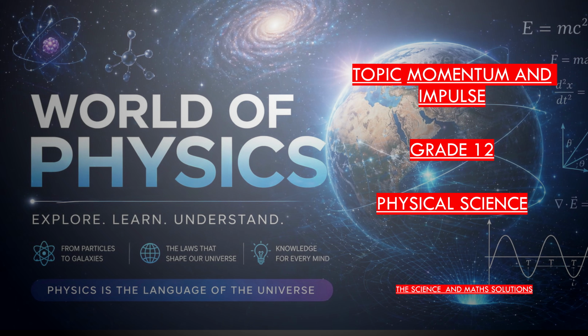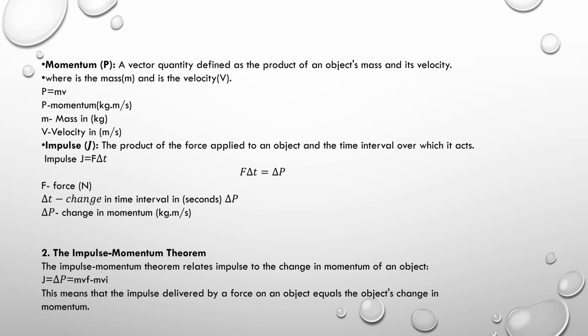Learners, today we're going to do the topic which is momentum and impulse, grade 12 physical sciences. Firstly, you should know what momentum is. Momentum is a vector quantity. We have vector quantities and scalar quantities. A vector quantity is a physical quantity that has both magnitude and a direction, and a scalar quantity is a physical quantity that has magnitude only.